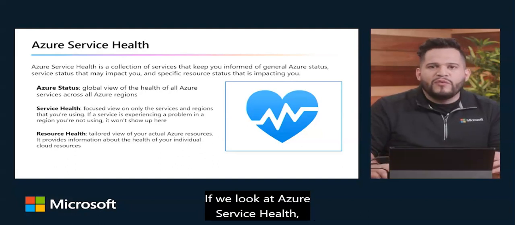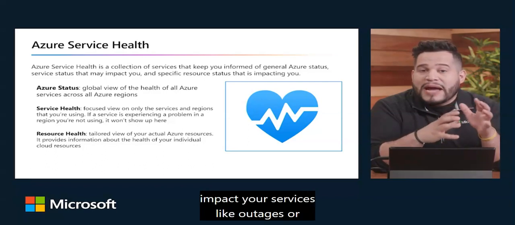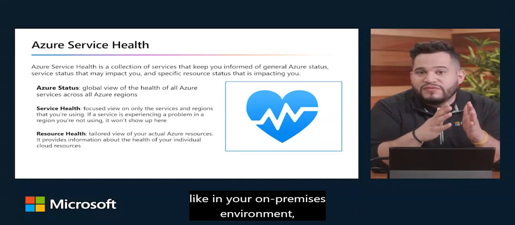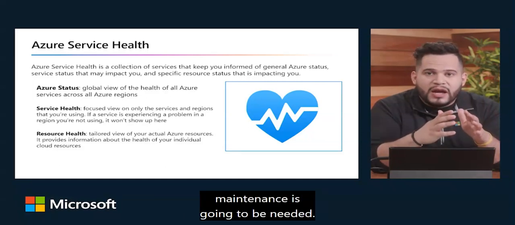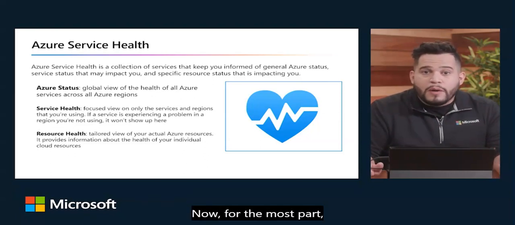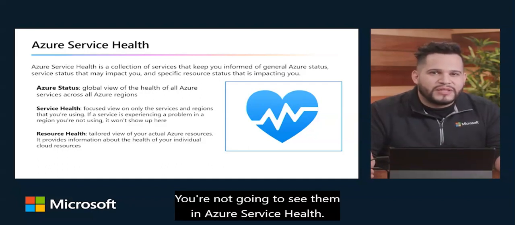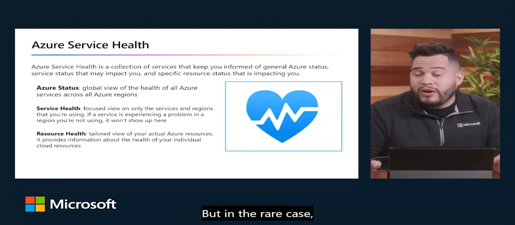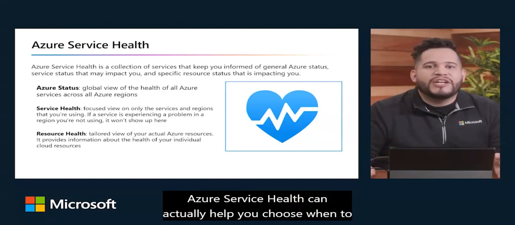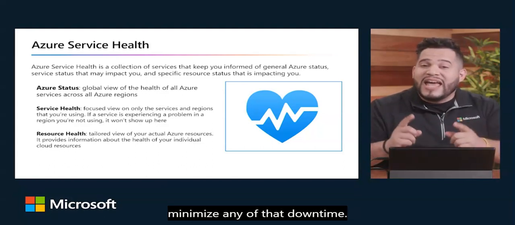So if we look at Azure Service Health, right, these are types of events that might impact your services like outages or planned maintenance, because just like in your on-premises environment, maintenance is going to be needed. And this is what's going to help you keep everything running smoothly. Now, for the most part, most of these events are going to occur without any impact to you, and you're not going to see them in Azure Service Health. But in the rare case, right, let's say there's a reboot that might be required. Well, Azure Service Health can actually help you choose when to perform the maintenance to help minimize any of that downtime.